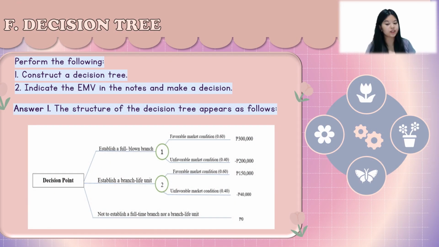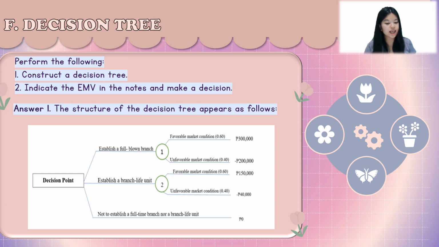I have here the illustration of a decision tree. So perform the following. Number 1, construct a decision tree. Number 2, indicate the EMV in the nodes and make a decision. EMV means expected monetary value. So in this illustration, as you can see, we have the 3 present dito, yung tatlong nodes na binanggit ko kanina. Yun yung decision point, yung chance node, and the alternatives.